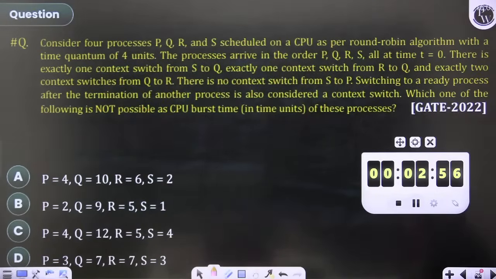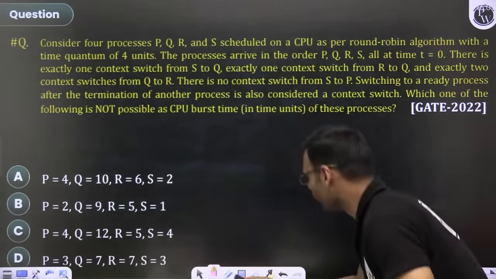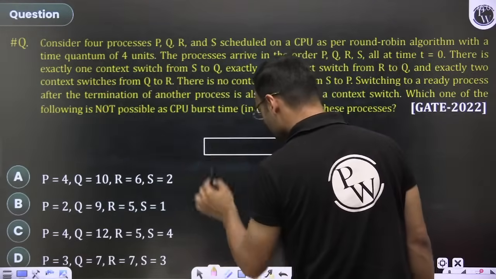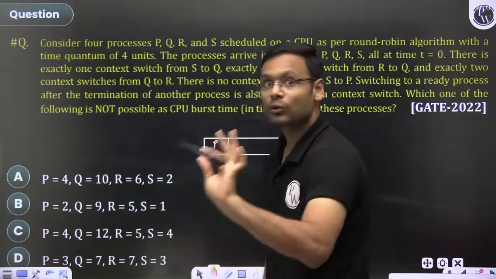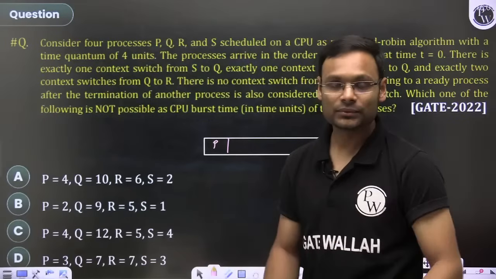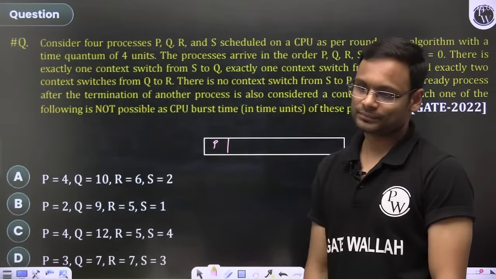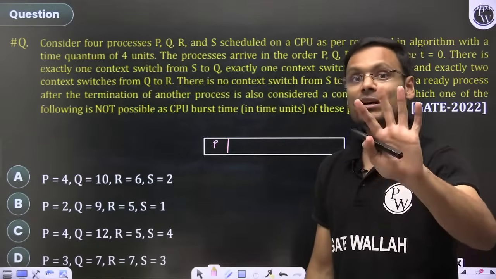You need to have the aptitude mind. If you have the aptitude brain, then you will be able to find out the differences easily. You tell me, in round robin, if quantum time is 4, and a process P runs only one time, what should be the burst time of P?